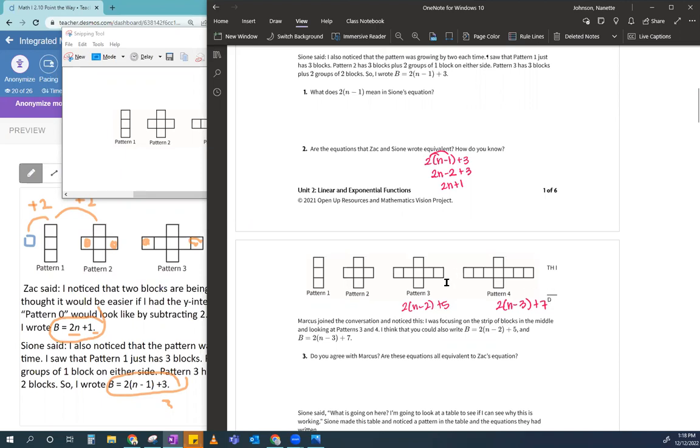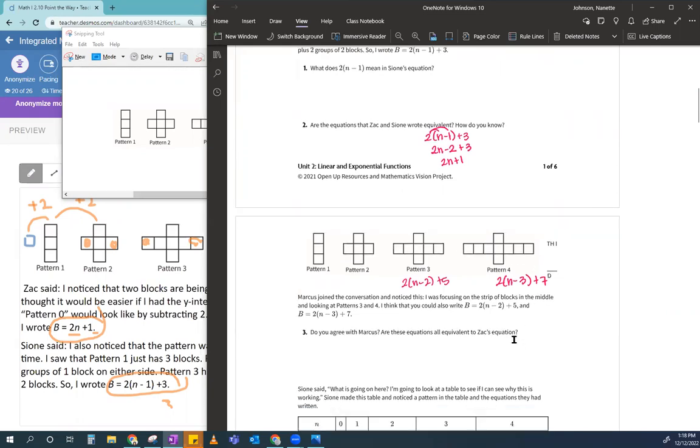Very good. Yes, look for the pattern relationship between 3 and all of these numbers. Where do you see, how do you get this? So I'm going to give you another hint here. It says, Marcus joined the conversation and noticed this. I was focused on the strips of blocks in the middle. So he wasn't looking at the whole thing. He was just focused on this part right here, right? And that's how we got the 5. And that's how we got the 7. You guys all see that?